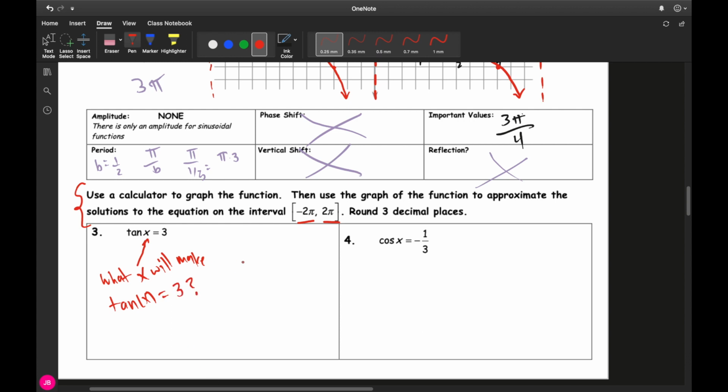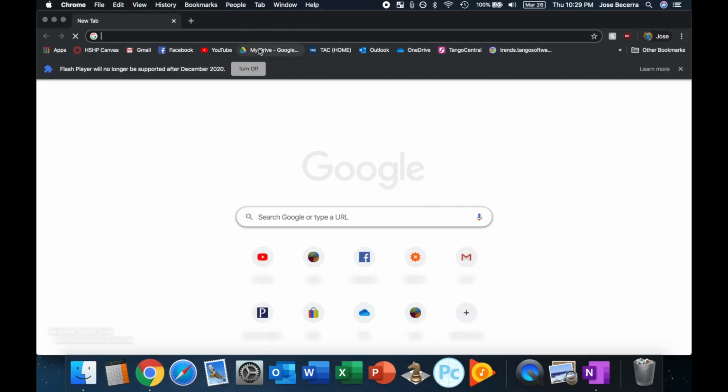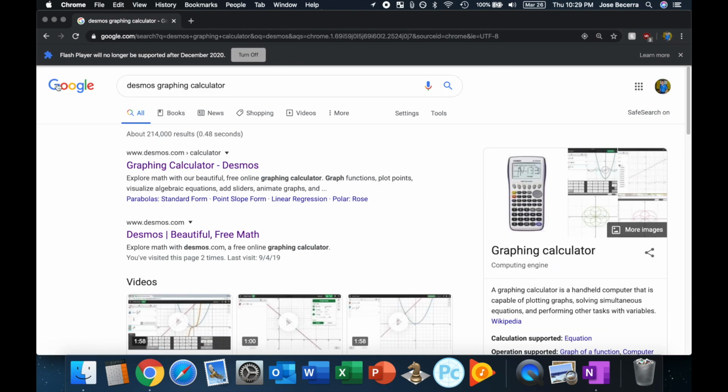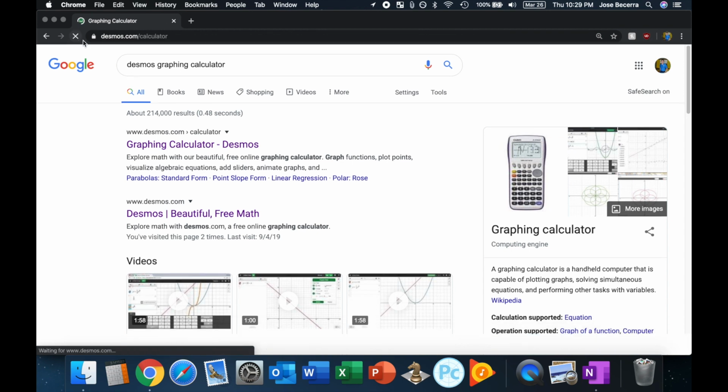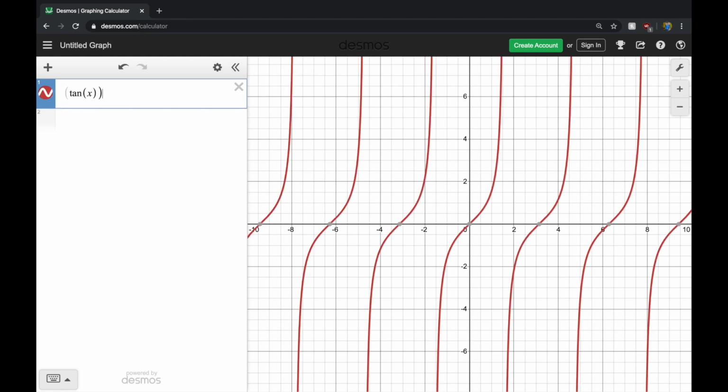So there's actually a very, very easy way to do this. Now, I know a lot of you might not have a calculator at home and maybe you weren't able to download the calculator that I sent you guys, but let's go ahead and look at what would happen if I had access to Desmos, the online graphing calculator. All I need to do is look up Desmos. Okay, now that we're at Desmos, we can go ahead and type in tangent of x.